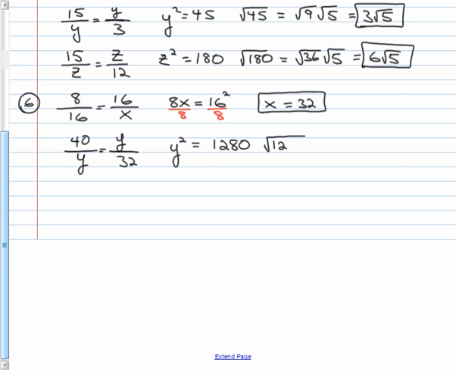How about the square root of 1,280? How about a perfect square that goes into 1,280? 64. How many times? 20. 20 times 64 is not 36, so right away that tells me it's not the biggest. 256, does it go in? How many times?